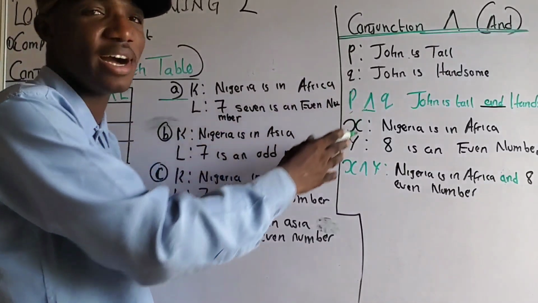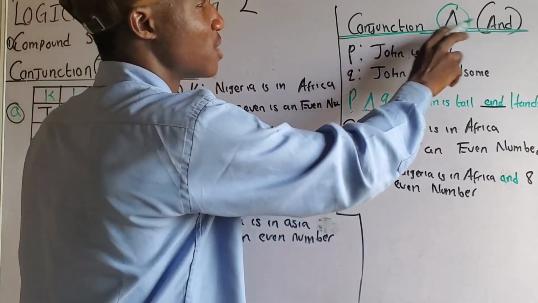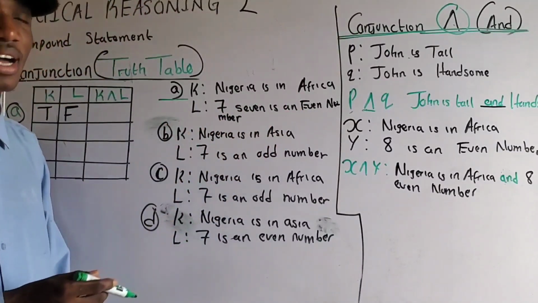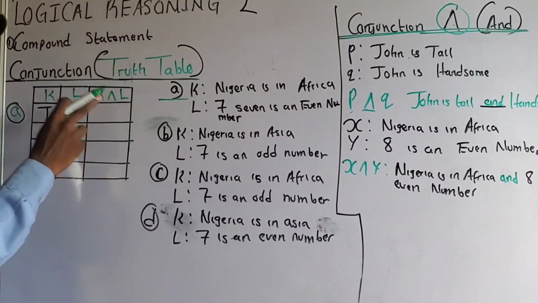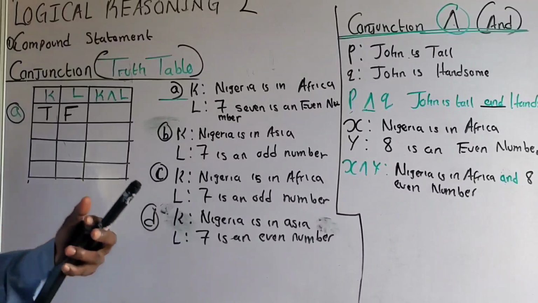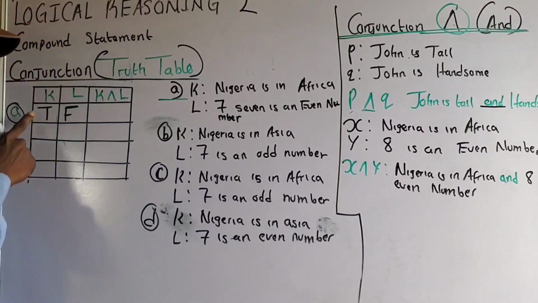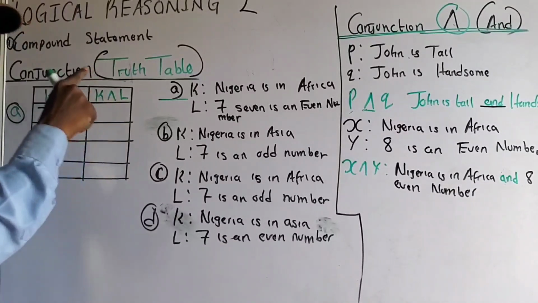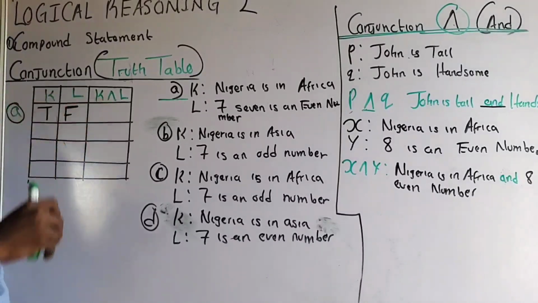Do you understand? As I told you earlier, in conjunction, we are combining two simple statements by these symbols. Are you getting it? These symbols mean and. Are you getting what I'm trying to say? So, K conjunction L means Nigeria is in Africa and 7 is an even number. Now, what will be the conclusion of this? Will it be true or false? That's where I'm going. When we have two statements combined together by a conjunction in which the first part of the statement is true and the second part is false, what will be the conclusion? Are we going to have true T in this place or false? That's what I want to explain to you.